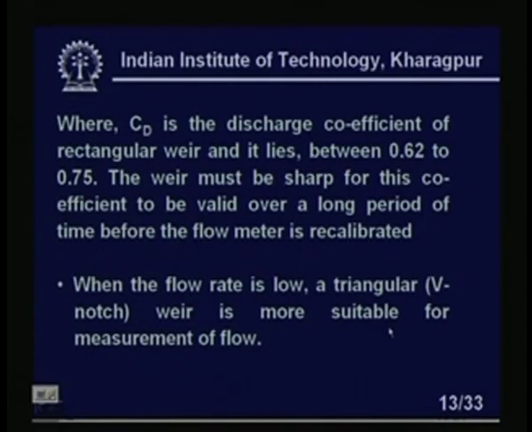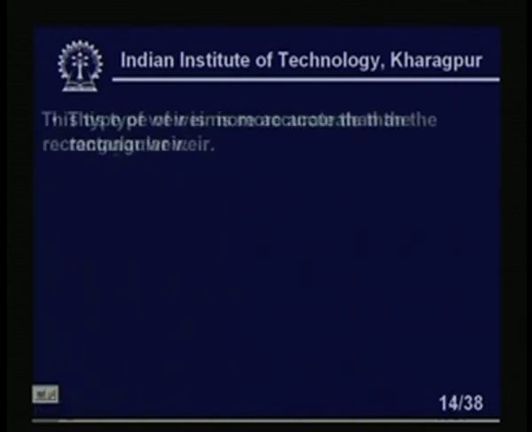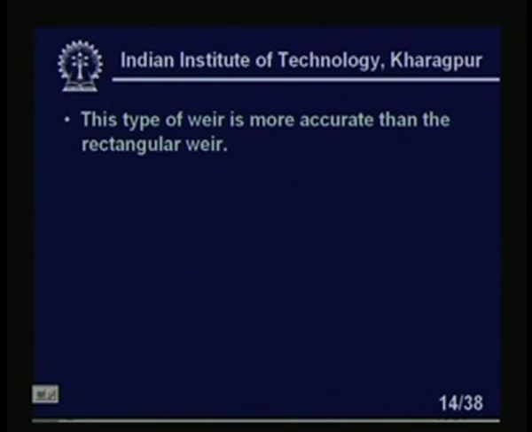Now we talked about the rectangular weir, but there is another type of weir, as I told you, called the V-notch weir. When the flow rate is low, a triangular or V-notch weir is more suitable for measurement of flow. This type of weir is more accurate than the rectangular weir, right. It is for low flow rates, but it is more accurate, right.